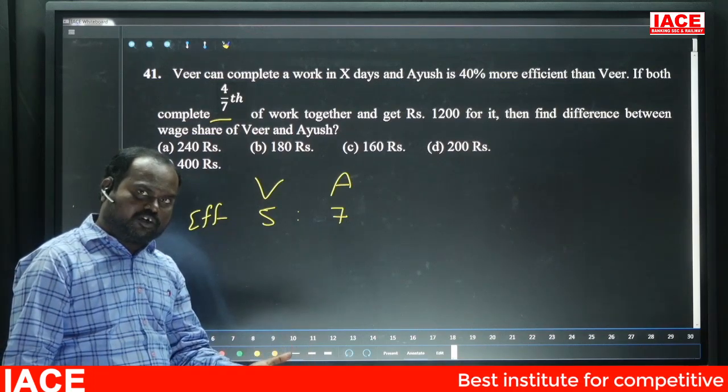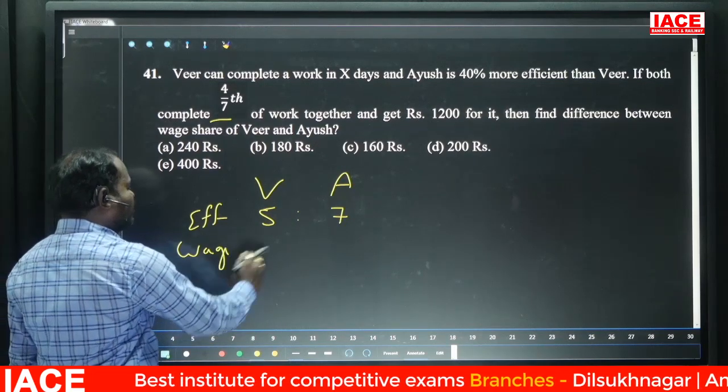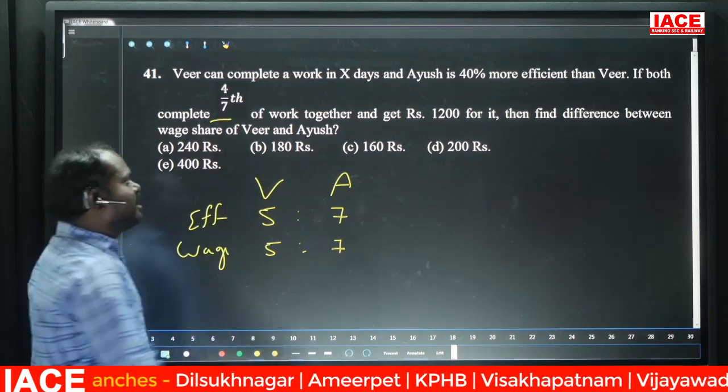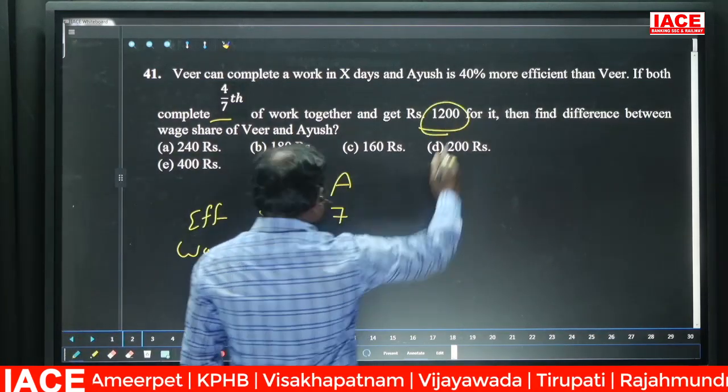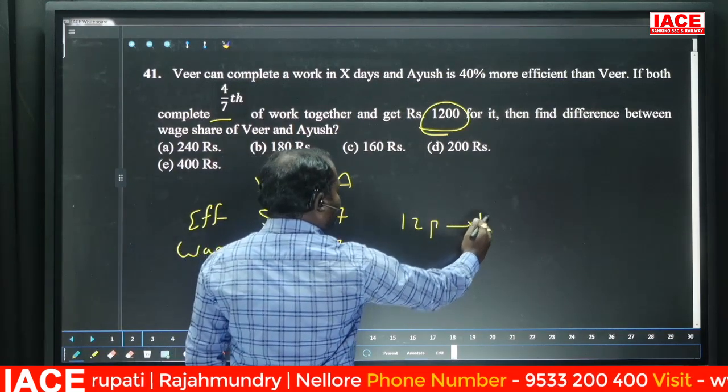So as the efficiency is, the wages they receive will also be in the same ratio. Their wages ratio is also 5 to 7. We know that for their work they are getting 1200 rupees. That means 5 plus 7, 12 parts, equals 1200 rupees.